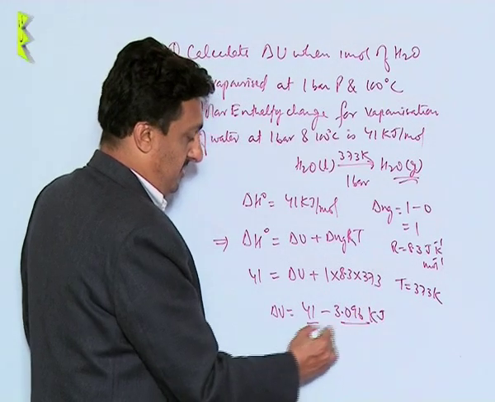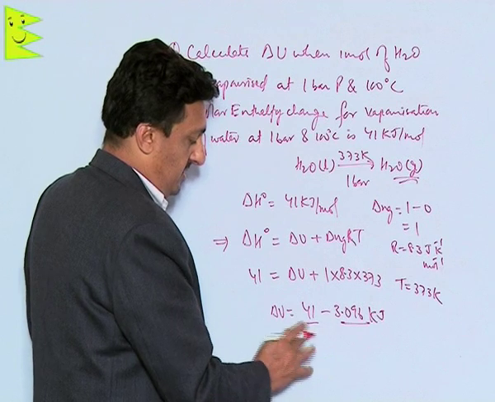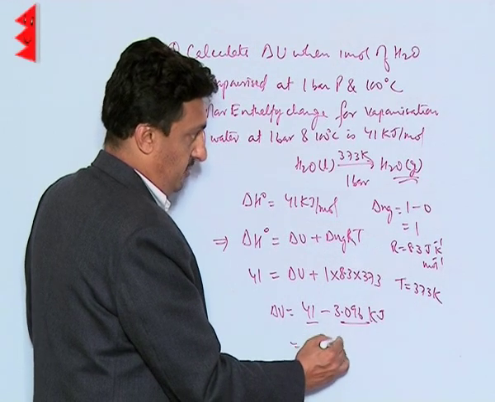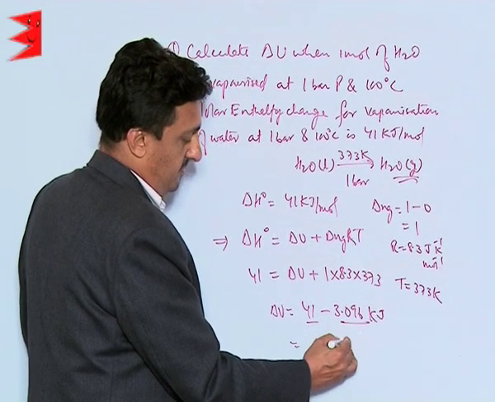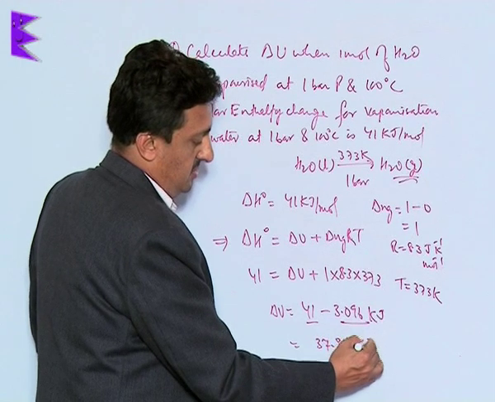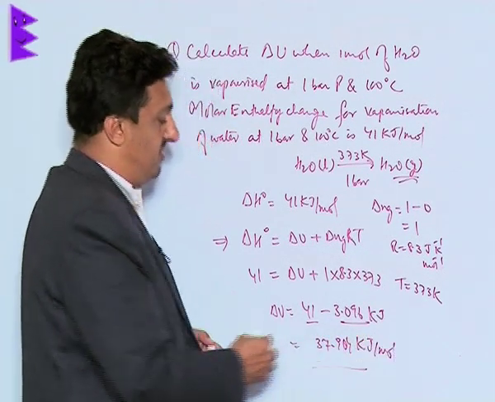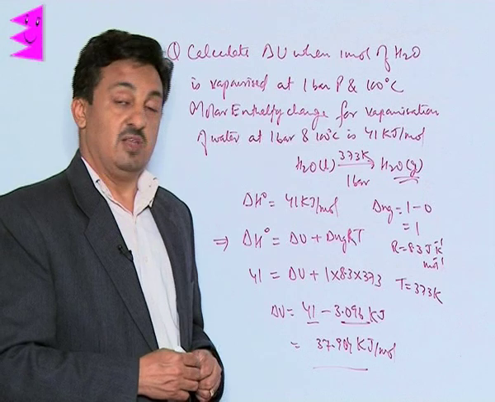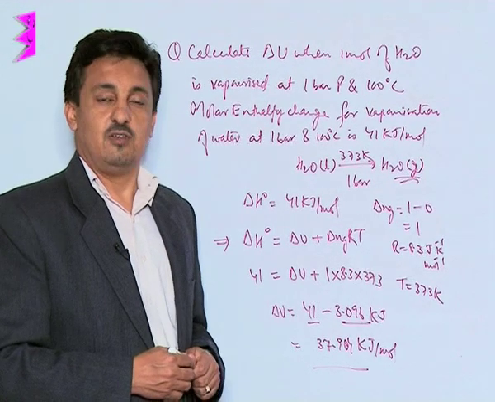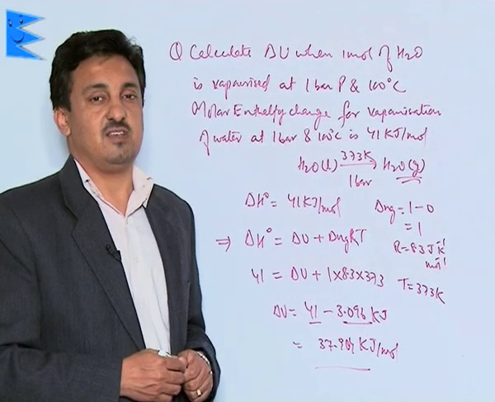So when we subtract this, what we get is 37.904 kilojoule per mole. So this much is the internal energy change when 1 mole of the liquid water is converted into vapors at 373 Kelvin.